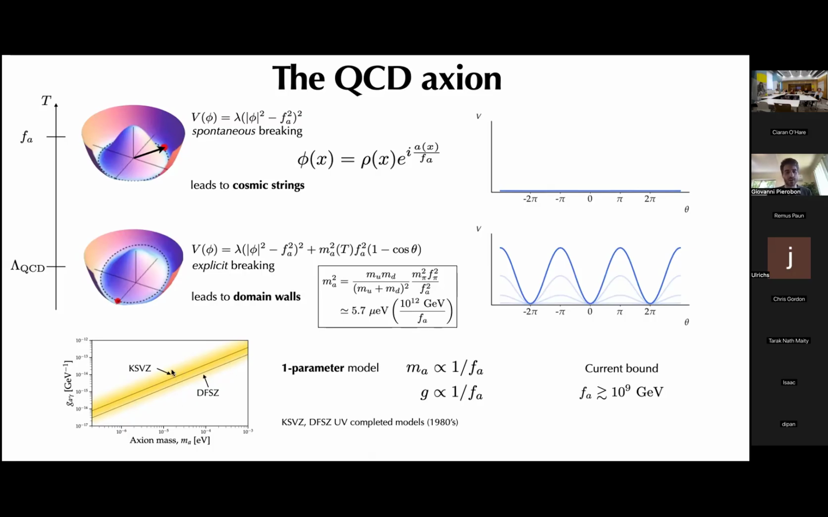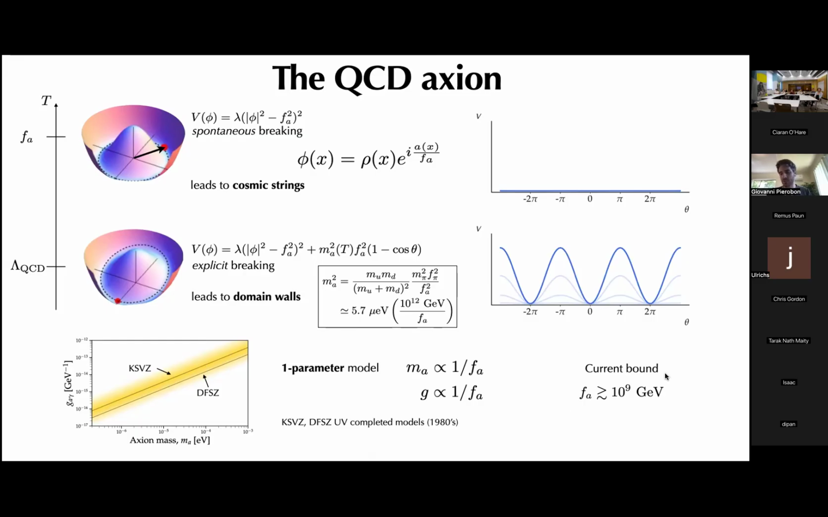So in here, the yellow band is taking into account that you might have some order one different parameters based on the UV completion, and the standard benchmarks that experiments are using are KSVZ and DFSZ, which are UV completed models that have been developed right after the Peccei-Quinn mechanism. So we want to lie essentially in a line in the parameter space in order to solve the strong CP problem.